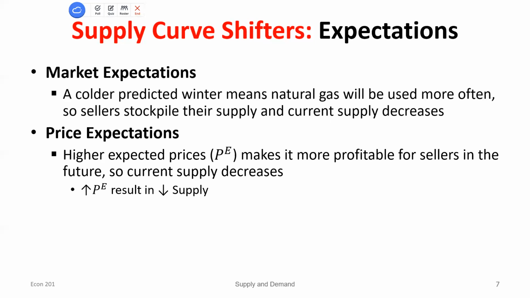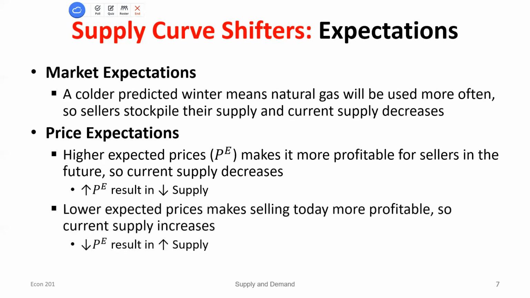Get all of my gas, all my gallons of gas out there and sell them today because I want to get that higher price, right? So it works in the exact opposite direction. I expect prices to be lower in the future, so I'm going to supply a lot more today. So basically it works the exact opposite as price expectation for consumers.